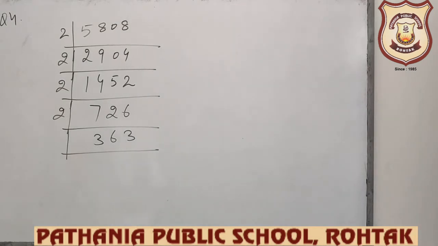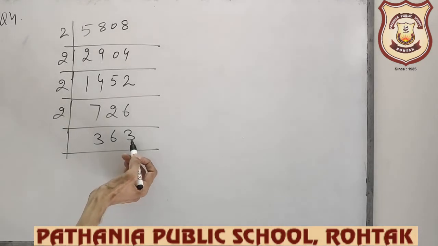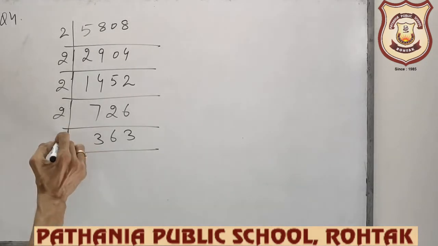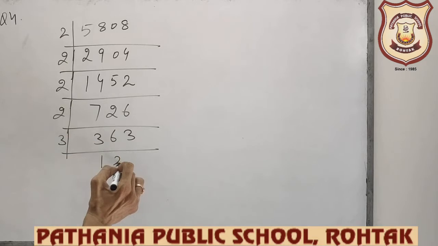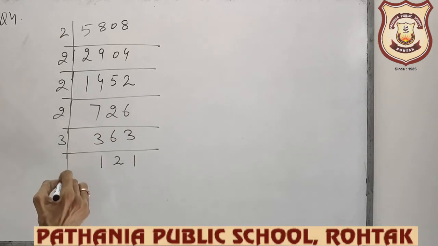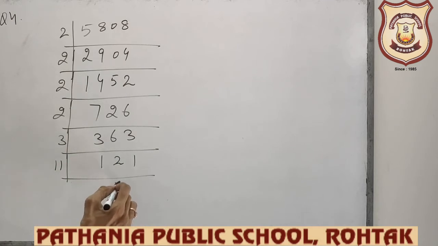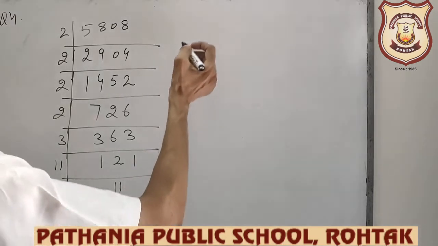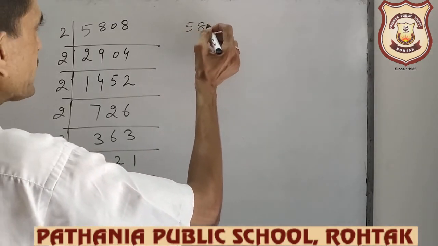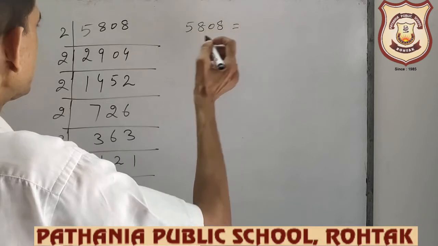So 363 is divisible by 3, 3 1s are 3, 3 2s are 6, 3 1s are 3. Now 121, it is divisible by 11, 11 11s are 121, again by 11, 11 1s are 11. So what is left, beta? The prime factors of 5808 is equal to what?